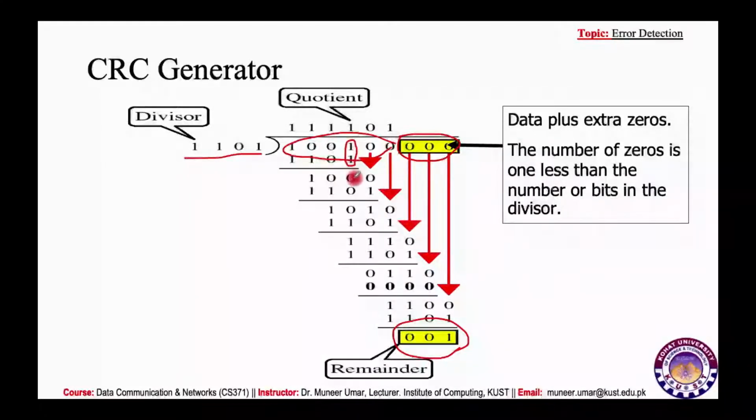As we know, during the division we use the XOR operation, so for 1 1 it should be 0, for 0 0 it should be 0, and for 0 1 or 1 0 it should be 1. So we are using the XOR operation here, and at the end we get the remainder. So what happens, this remainder is appended with this data.